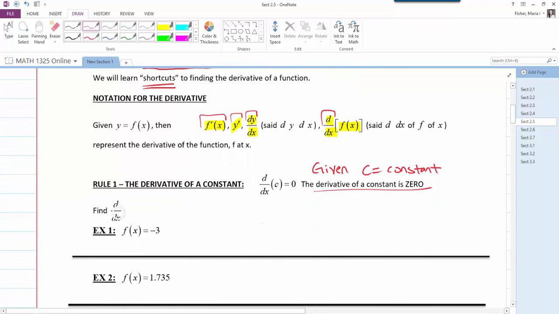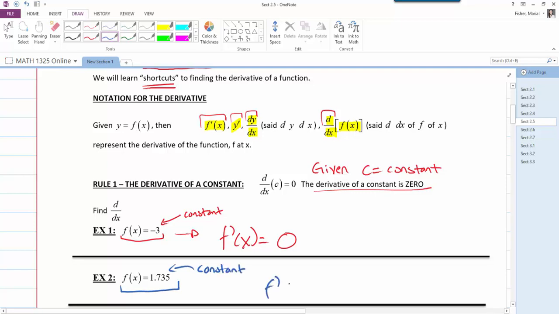So if I say find d dx, well, if f of x is equal to -3, this is just a constant, then f prime of x is equal to 0. The derivative of a constant is equal to 0. What if I give you that f of x is equal to 1.735? Well, that is still a constant. The derivative of a constant is equal to 0.